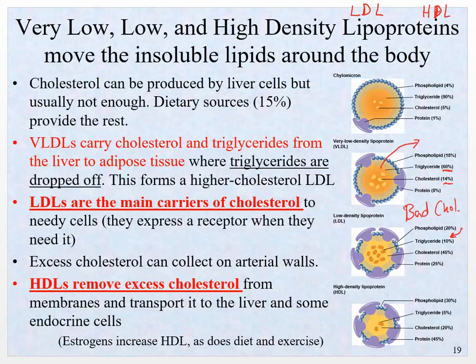And so the liver can make these, and all of your cells need cholesterol. Cholesterol is important. We need it to live, and your cells need it to function. So the liver, the LDLs is really a way to move cholesterol through your blood in a more soluble way. So LDLs are the main carriers of cholesterol to needy cells. They express a receptor when they need it. Okay, these apoproteins here that are on the outside.